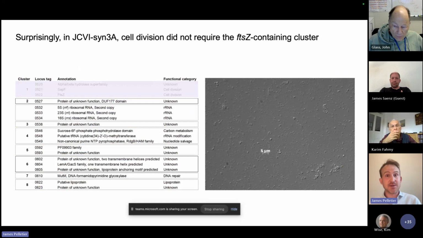Perhaps more surprisingly, if you start with JCVI-syn3A and you knock out just that FtsZ containing cluster, the cells still look largely normal. So this could be an interesting strain to study for the microcalorimetry experiments. And it also suggests that we need to think about this division process beyond this cytokinetic Z ring, but what other forces could be contributing to cell division in these genomically minimal cells.